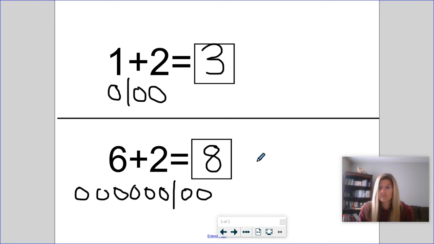So boys and girls, I want your parents to check the front and the back of your sheet when you're done.